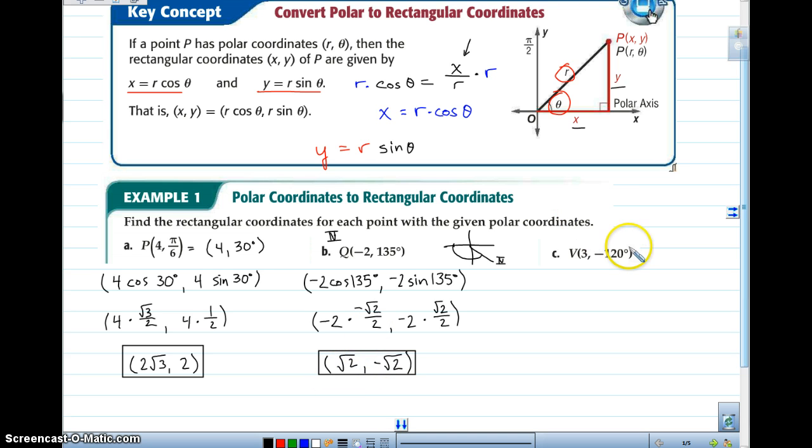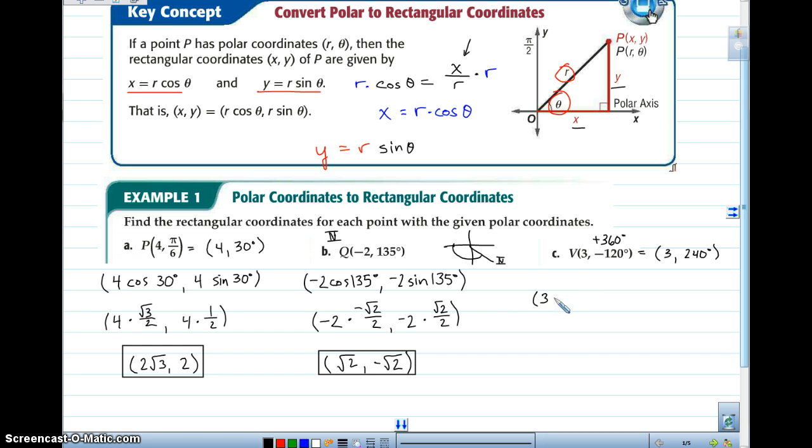Okay, our last one, we have a negative angle. If you want to get rid of the negative angle, don't forget you can find a coterminal angle by adding 360 to it. That would convert this to a little bit easier. This would be 240 degrees. It's the same exact coordinate. So this is a little bit easier for me to convert into rectangular.